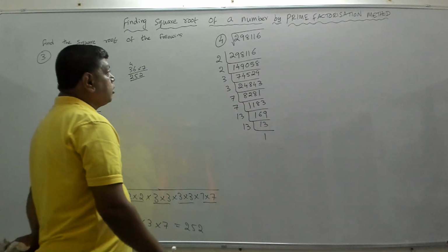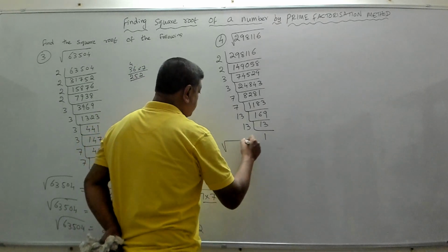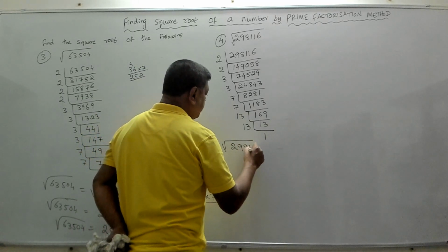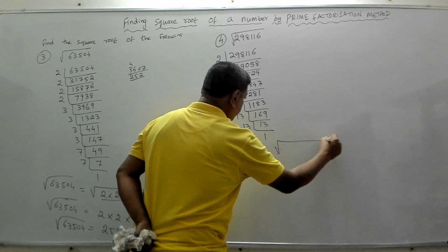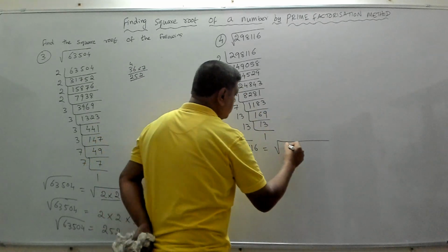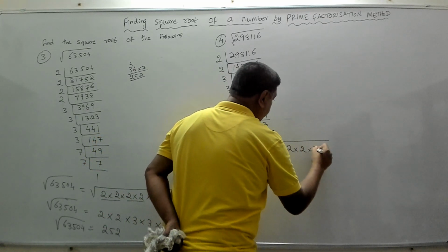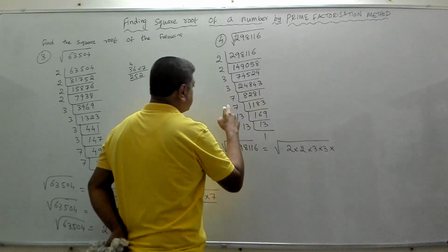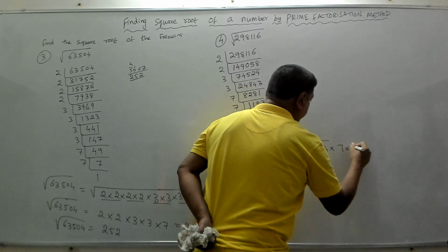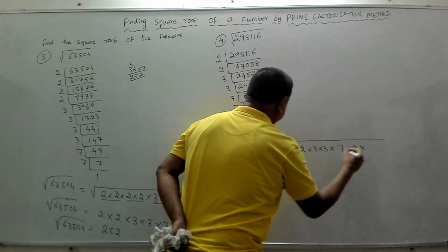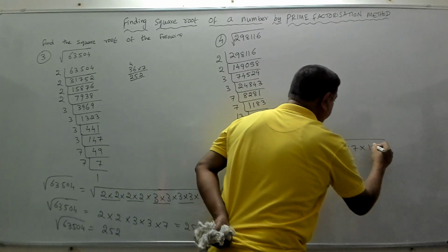So now what is our square root? The square root of 29,816 will be equal to the square root of 2 into 2 into 2 into 2 into 3 into 3 into 7 into 7 into 13 into 13.